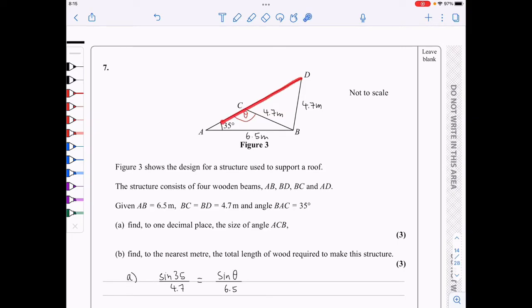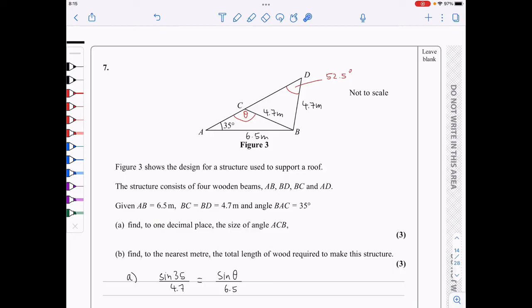this particular scenario here is actually the ambiguous case of the sine rule. This does not look like 52.5 degrees. It's actually this angle here, that's 52.5, because we've got 2 triangles that satisfy all the given information, that this angle here is 35 degrees, and this is 6.5, and this is 4.7.